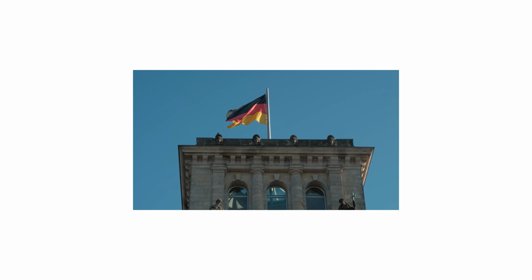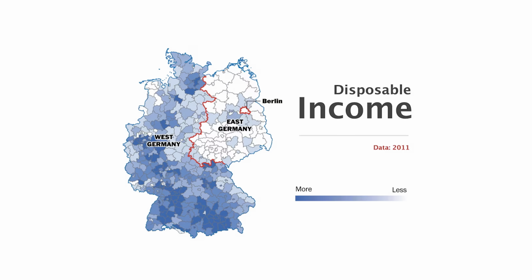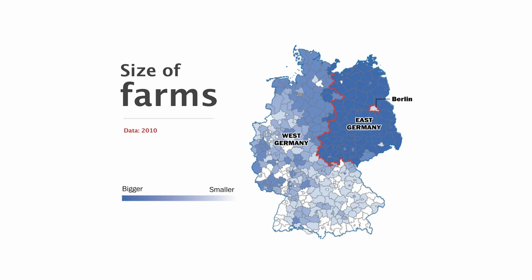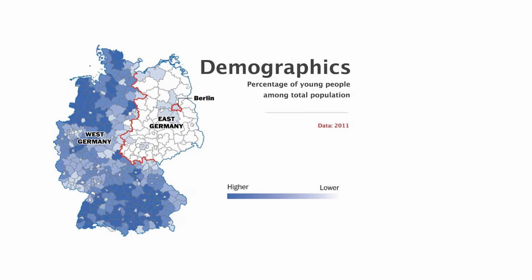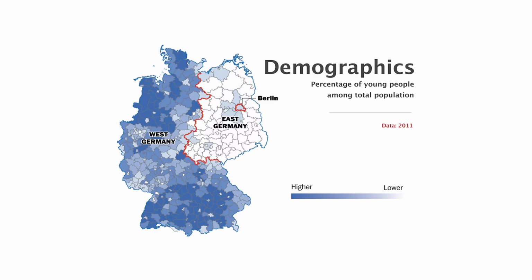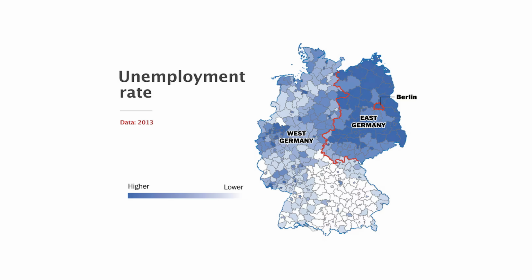Even now, more than 3 decades later, wage levels are still lower in the East. Infrastructure has been modernized, but economic development lags behind. Many young people move west for better job prospects. Immigration is aimed at the West too, because all the jobs are there.